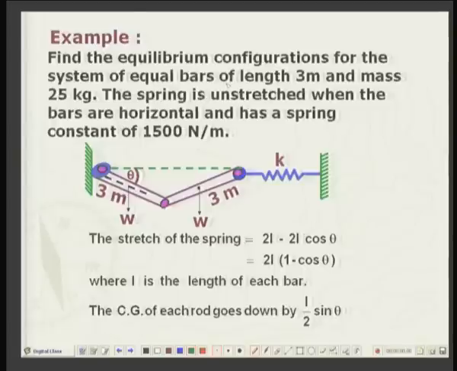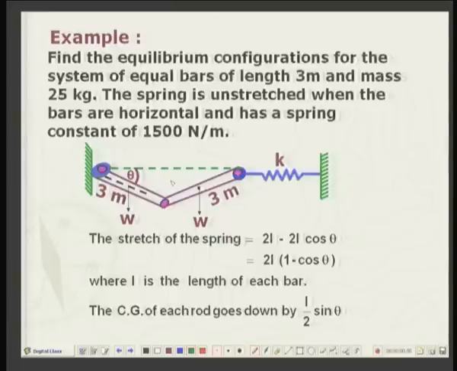Now the spring is unstretched when the bars are horizontal. So this datum state is defined, that is when both the bars are horizontal, that is theta is equal to 0, so this will also be horizontal, and at that time whatever the length, that is the total distance minus 6 meters, that will be the unstretched length of the spring. And when the system is released due to weight, the bars will go down and simultaneously they will stretch the spring, and the spring will be storing elastic potential energy. These two bars will have the gravitational potential.